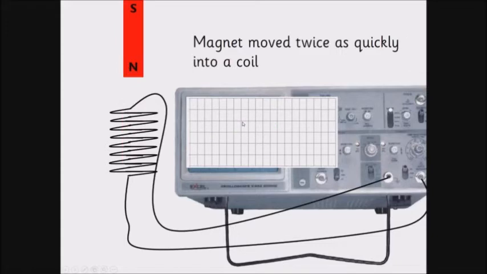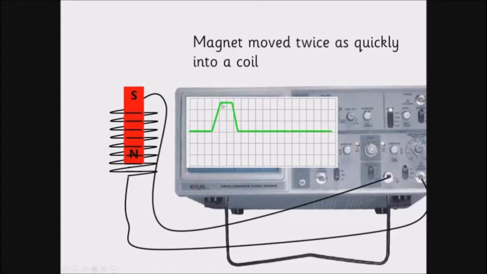Now, what's going to happen if we move the magnet twice as quickly into the coil? Well, there you go, we get a much bigger voltage. We get twice as big a voltage, but notice, because we're moving it twice as quickly, this voltage only lasts for half the time. So the width of this is only half of what it was.